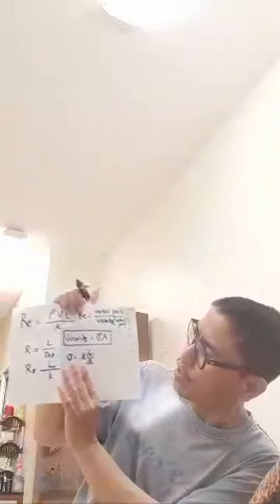So, tau is equal to viscosity, mu times dv/dl. The small v is the velocity. So tau is equal to mu times dv/dl.